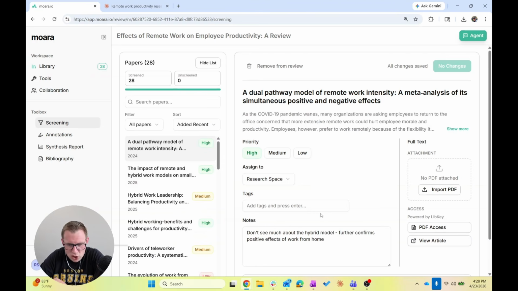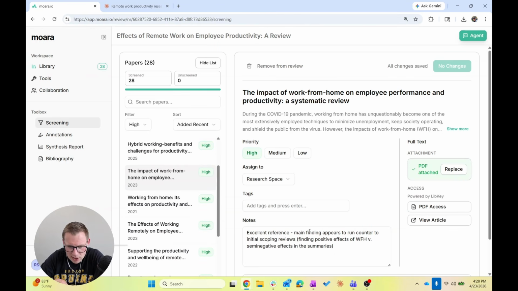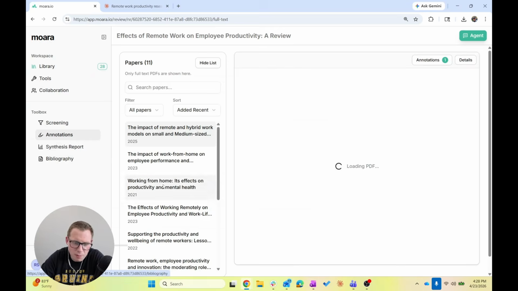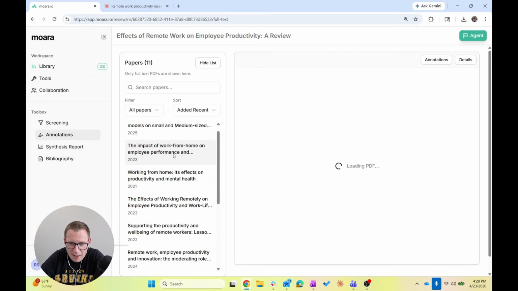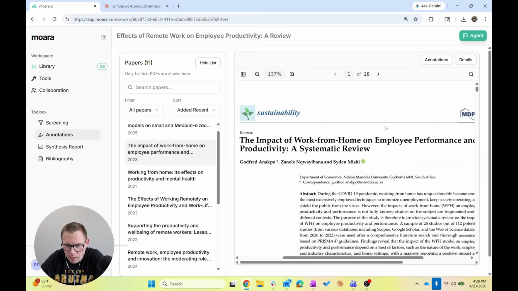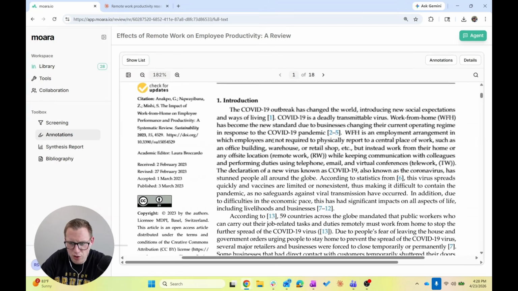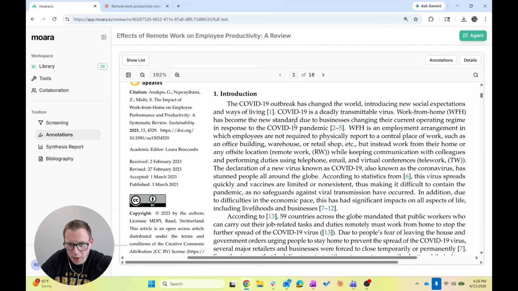And actually, let me go back to screening. Give me 1 second here. So let's filter for high priority, and let's find one I really like. Excellent reference, main findings appeared around. Okay. Impact of work from home on employee productivity during the COVID-19 pandemic. Impact of work from home, employee performance, productivity, systematic review. That one was the one we pointed to and said we could maybe have this be our own seminal paper, the paper we really focus on. Here it is. Let me just fire through the intro and see if there's anything I want to call out specifically. Change the world, introducing new social expectations and ways of living.